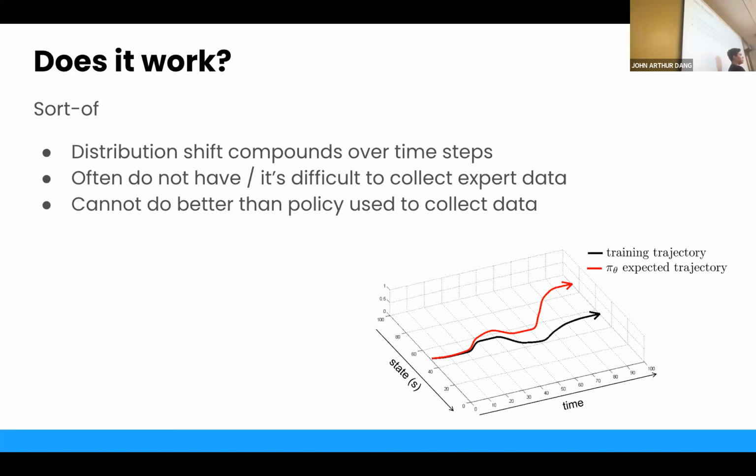And it's going to end up in a state that's more different and drifting away from the distribution of states that the human sees. And then every time it does that, it's more and more likely to make a mistake because it becomes more and more out of distribution.